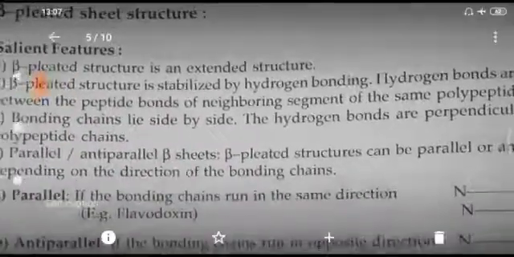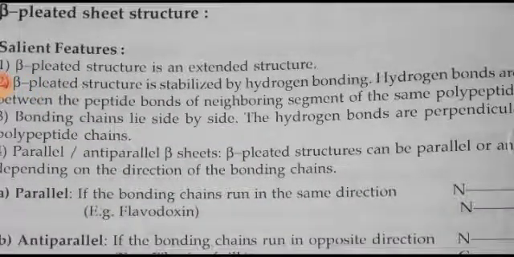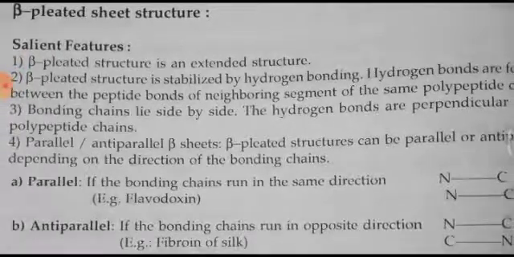What is beta pleated sheet? The beta pleated structure is an extended structure. The beta pleated structure is stabilized by hydrogen bonding. Hydrogen bonds are between the peptide bonds of neighboring segments of the same polypeptide chain.